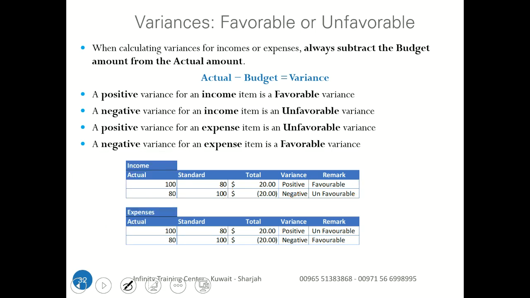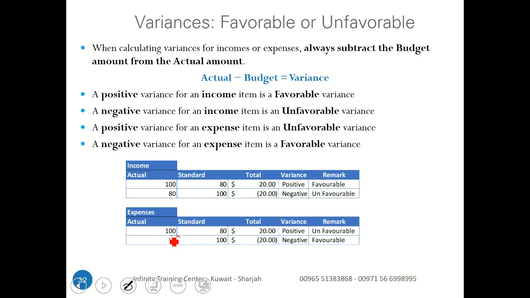For expenses it is going to be opposite. Your actual expense is 100 but your standard is 80. I was supposed to spend 80 only, but I spent more. $20 extra I spent. So you have a positive amount here because you are minusing a standard from actual. So in case of an expense, if you have a positive amount, we call the variance unfavorable, because we are spending more than what we are supposed to spend.